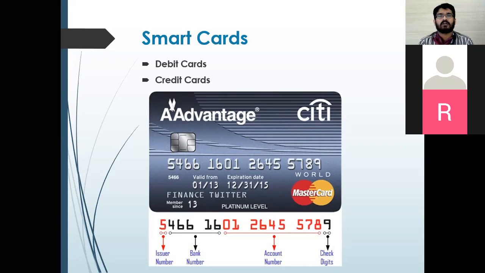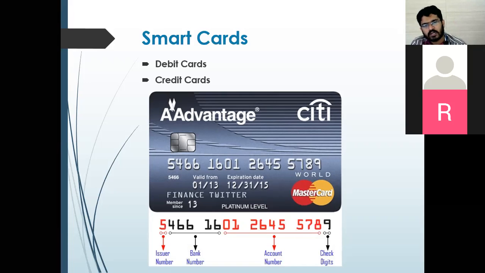So debit cards are used to withdraw your own money, whereas credit cards are a kind of loan facility provided by the banks, where a particular amount is sanctioned to you, and you can withdraw money or perform any other financial transactions up to the limit sanctioned to you. Debit cards and credit cards look almost the same. The only thing is sometimes they mention debit card and sometimes credit card. Otherwise it's really difficult to differentiate between them.